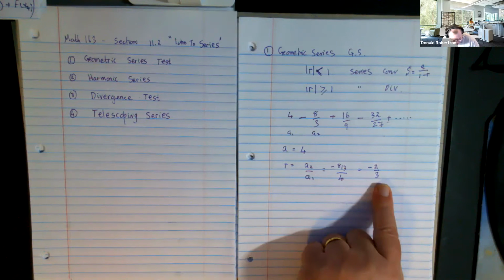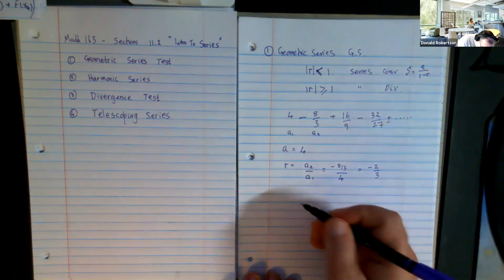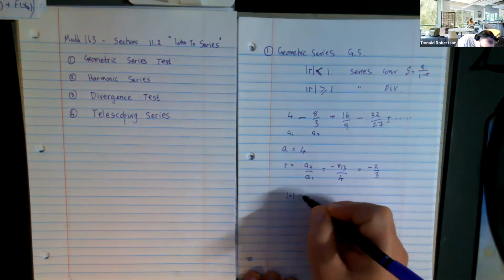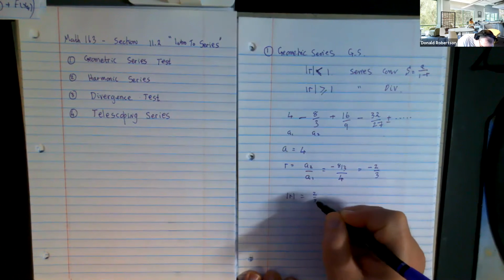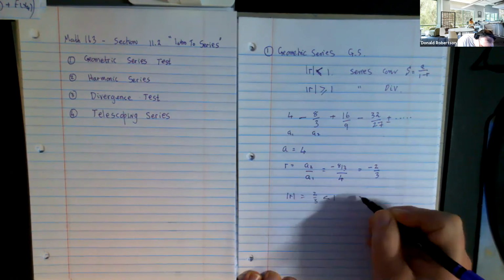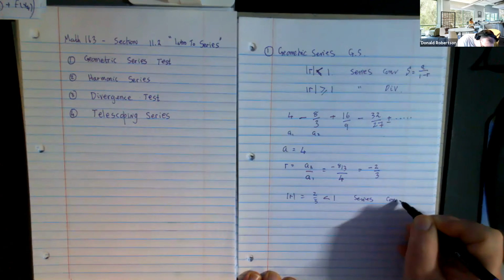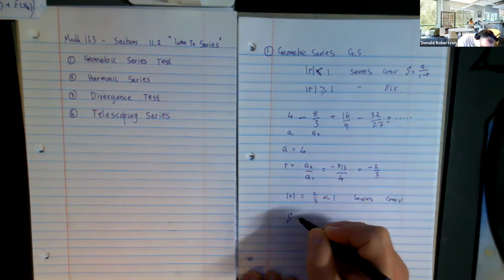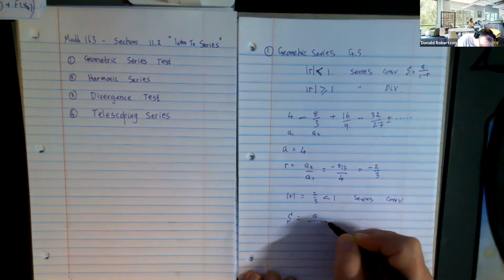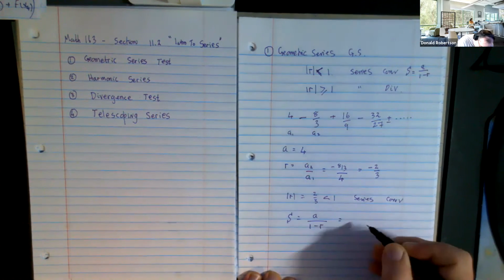Now, in this particular question, would you agree that the absolute value of this is less than 1, so it converges? So that's that bit done. Since I know that the absolute value, which in this case is 2/3, is less than 1, the series converges. I can then find its sum. It's A over 1 take away R.